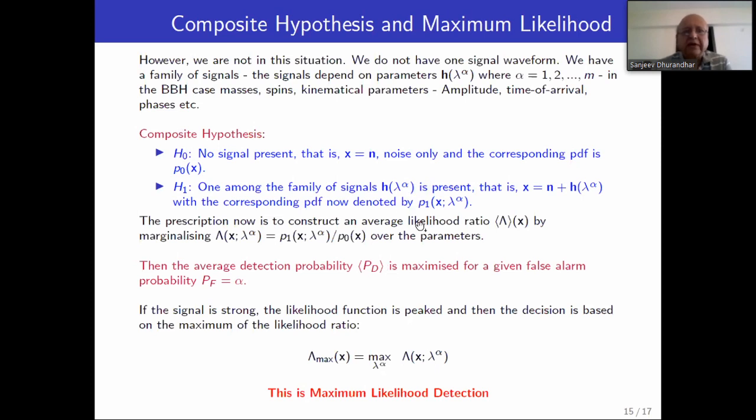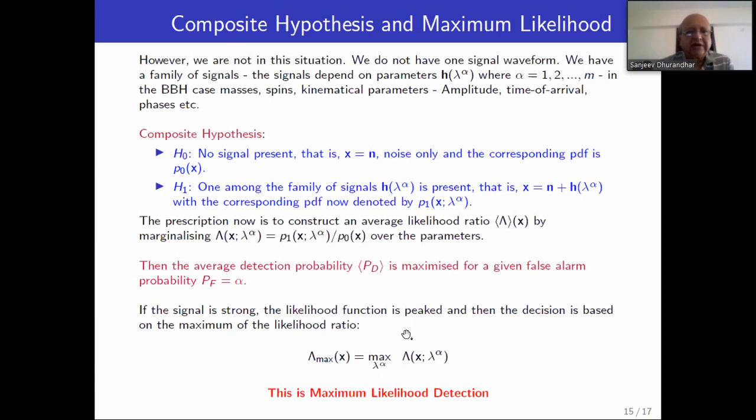So we have not lost much, but you have to calculate the average detection probability. But then we have something simpler. If the signal is strong, here strong means that your signal peak, the SNR which you get from that rho, is much greater than sigma of the noise.